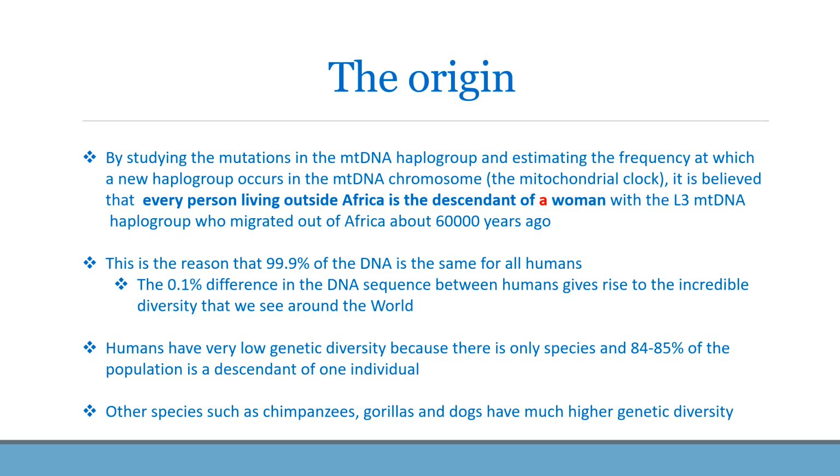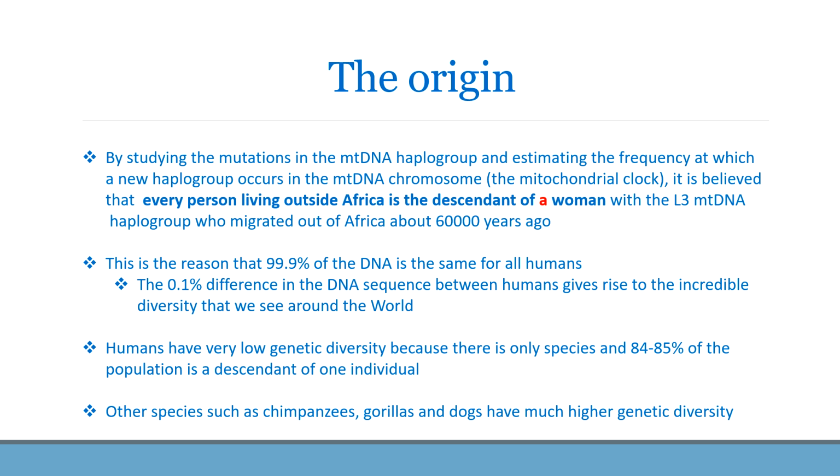By studying the mutations in the mtDNA haplogroup and estimating the frequency at which a new haplogroup occurs in the mitochondrial clock, it is believed that every person living outside Africa is the descendant of a woman with the L3 mtDNA haplogroup who migrated out of Africa about 60,000 years ago. This is the reason that 99.9% of the DNA is the same for all humans.